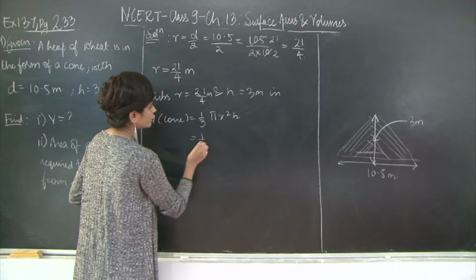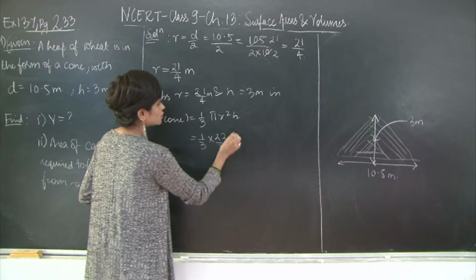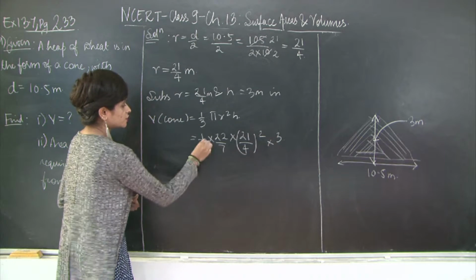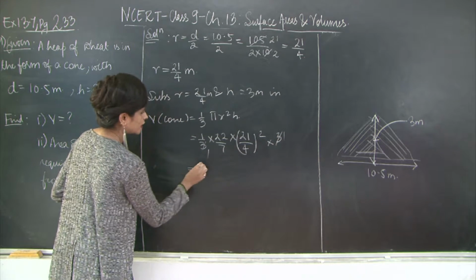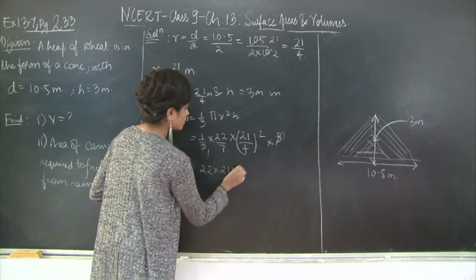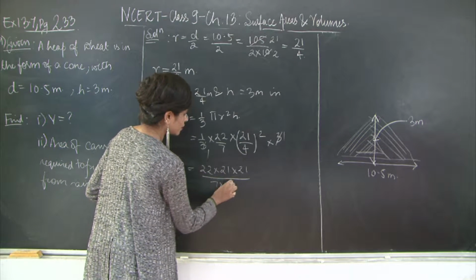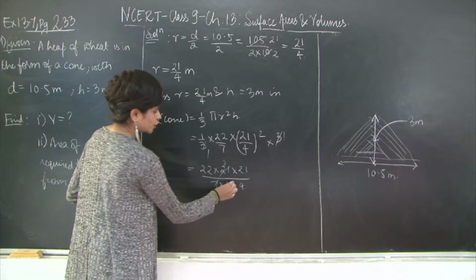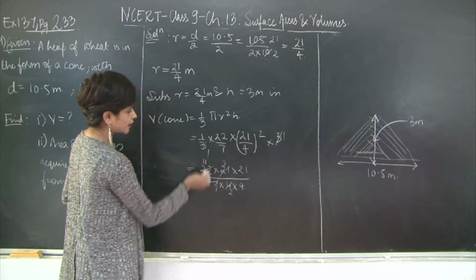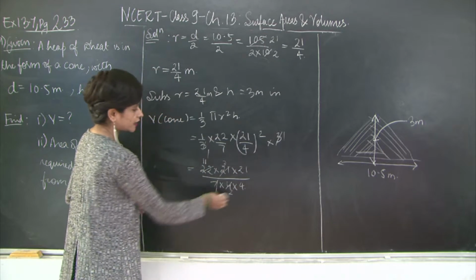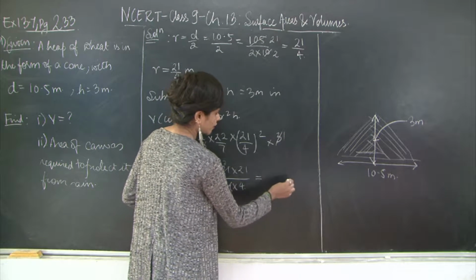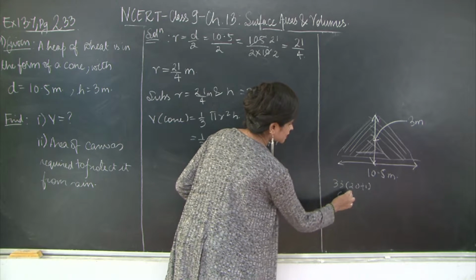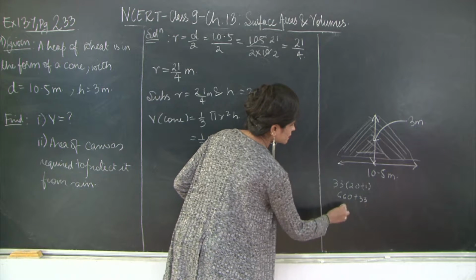We get 1/3 into 22 upon 7 into r square, which is 21 upon 4, the whole square into 3. Right? So 3 1s are 3, 3 1s are 3. Here we get 22 into 21 into 21 upon 7 into 4 into 4. So 7 1s are 7, 7 3s are 21. 2 2s are 4, 2 11s are 22. So you get 11 into 3 into 21 upon 8. So 33 into 21. Let's check. 33 into 20 plus 1. You get 660 plus 33, which gives me 693.